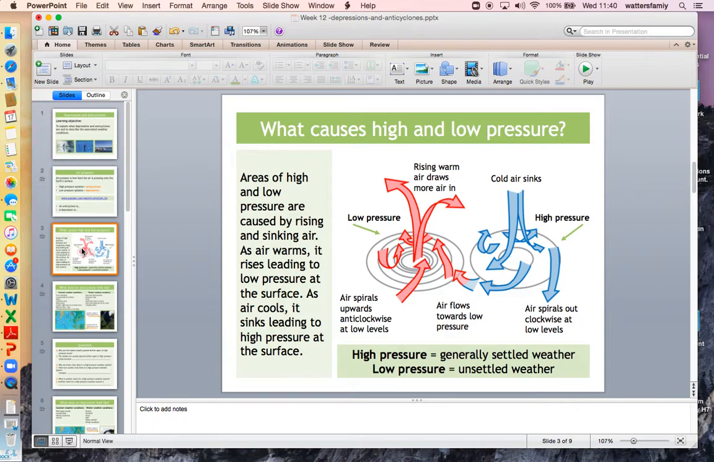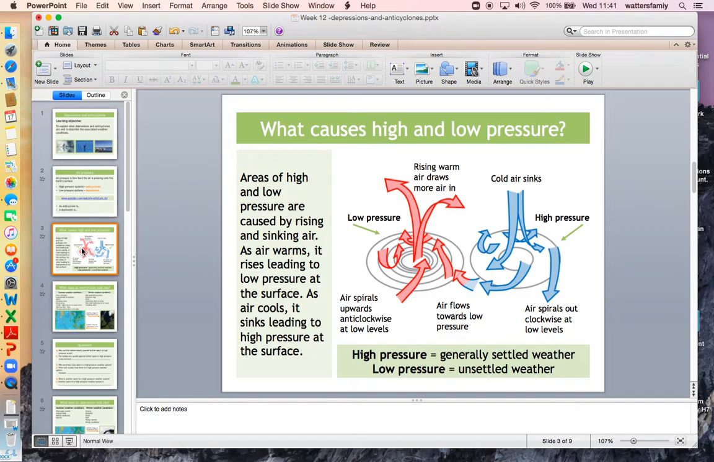As simple diagrams, they just need to show that you understand that a low pressure system is one where the air is rising, and that a high pressure system is one where the air is sinking. Now, you'll notice that they're done in red and blue. The reason they're done in red and blue is to do with the temperature of the actual air.